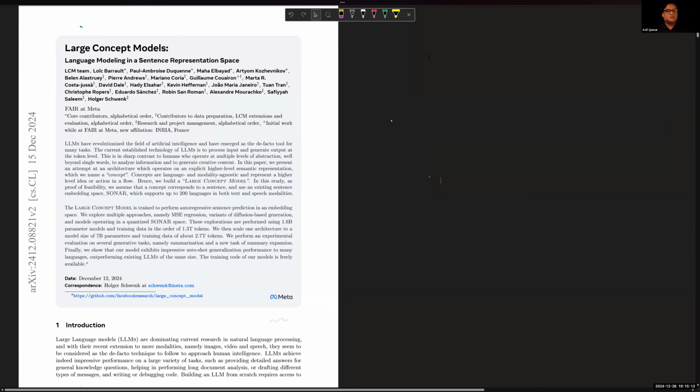Today's topic is large concept models, language modeling in a sentence representation space. This paper came out from Meta, the FAIR Labs. It is very recent. It came out barely about, I would say, a couple of weeks ago. And I think it may go down as one of the more important contributions or interesting ideas of this year.